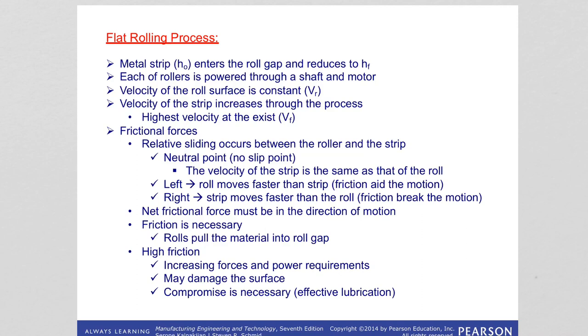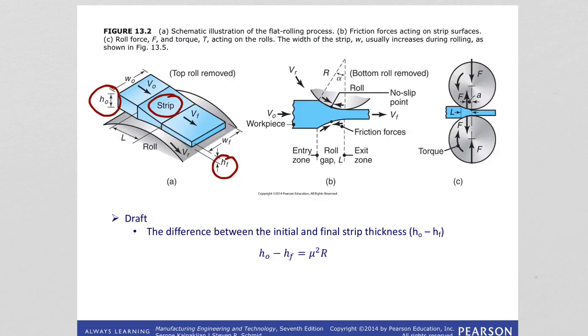Velocity of the roll surface is constant. That is shown with V, subscript R. So if we take a look, the initial entering velocity is V naught. V naught is the entering velocity of the strip, and the exiting velocity is Vf. The velocity of the rolls is Vr here. The velocity of the strip increases from V naught to Vf as it moves through the roll gap, and it is the highest at the exit. So that means the metal is accelerated in the roll gap.